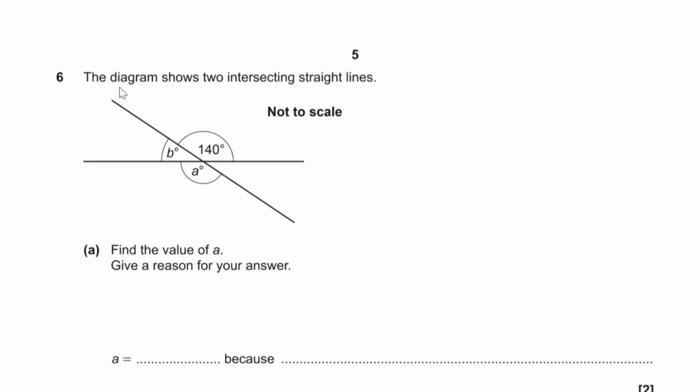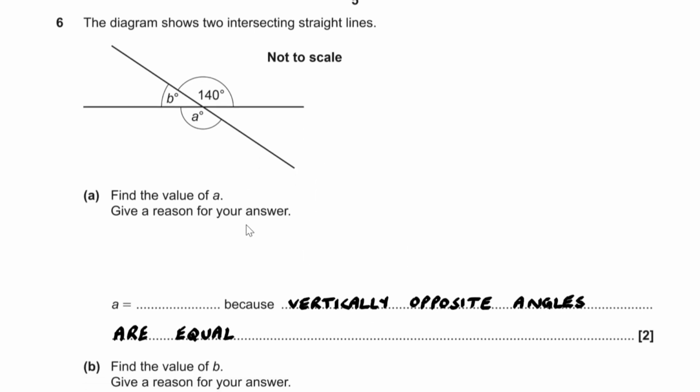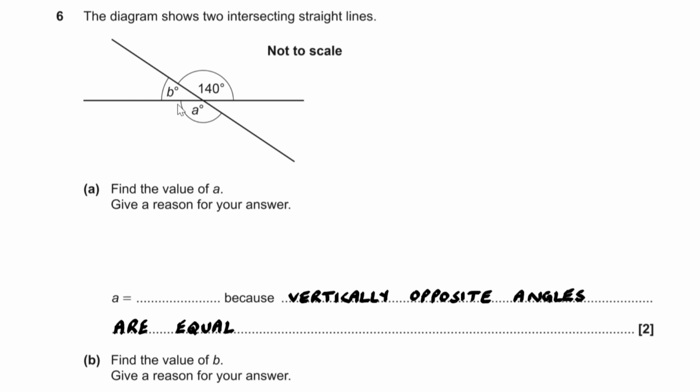Question number 6. The diagram shows 2 intersecting straight lines as we see here. Part A, we have to find the value of A, give a reason for your answer. Well, the first thing we note is vertically opposite angles are equal, which means that A is equal to the 140. So A is 140 degrees.